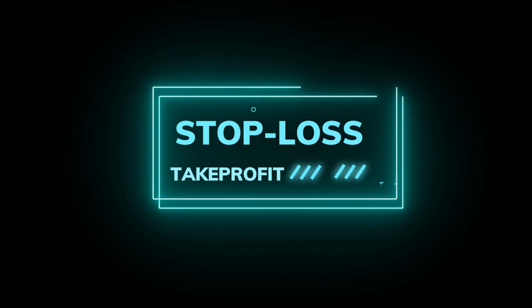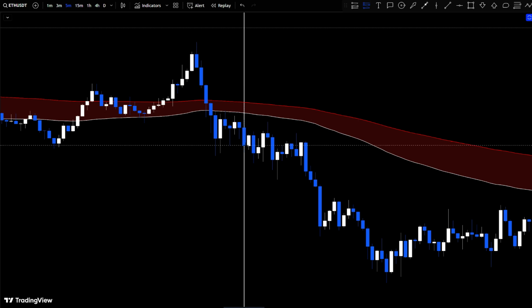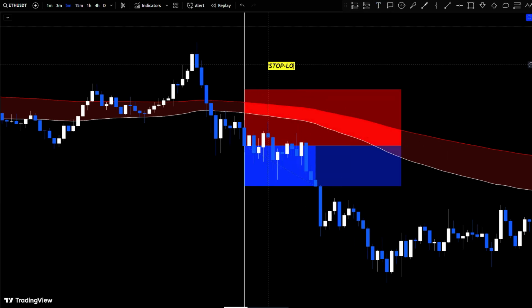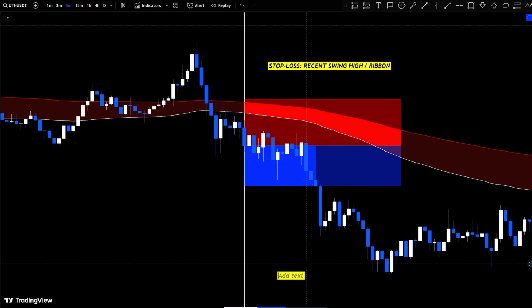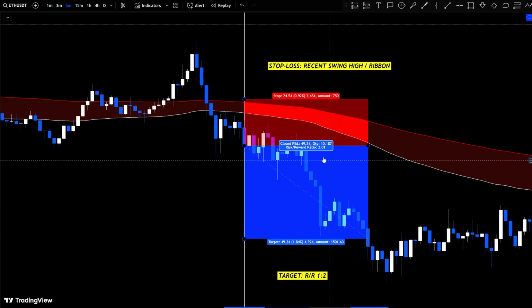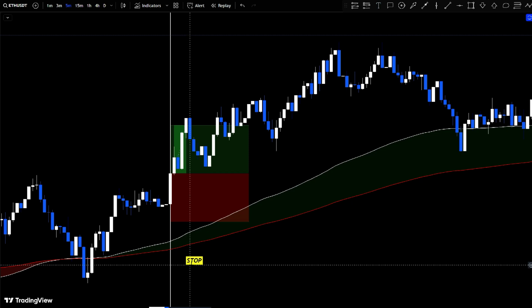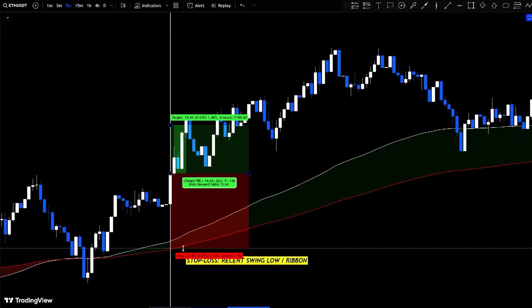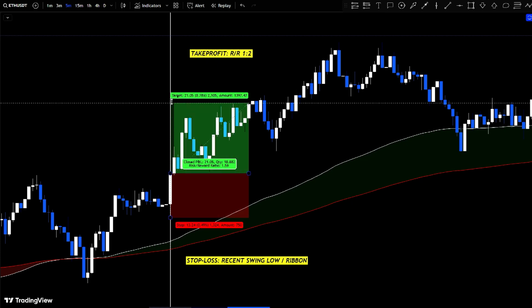Finally, let's talk stop loss and take profit. For a sell trade, your stop loss goes above the most recent swing high or above the ribbon, whichever is closer to your entry price. Your take profit should be at a 1 to 2 risk to reward ratio. For a buy trade, the stop loss goes below the recent swing low or below the ribbon, again, whichever is closer. And your take profit target, same deal, 1 to 2 risk to reward ratio.